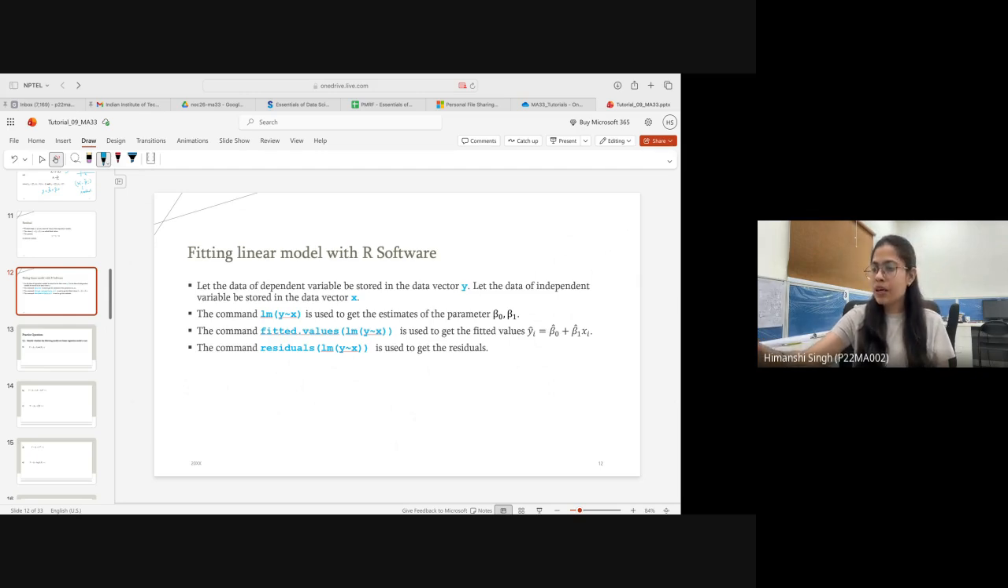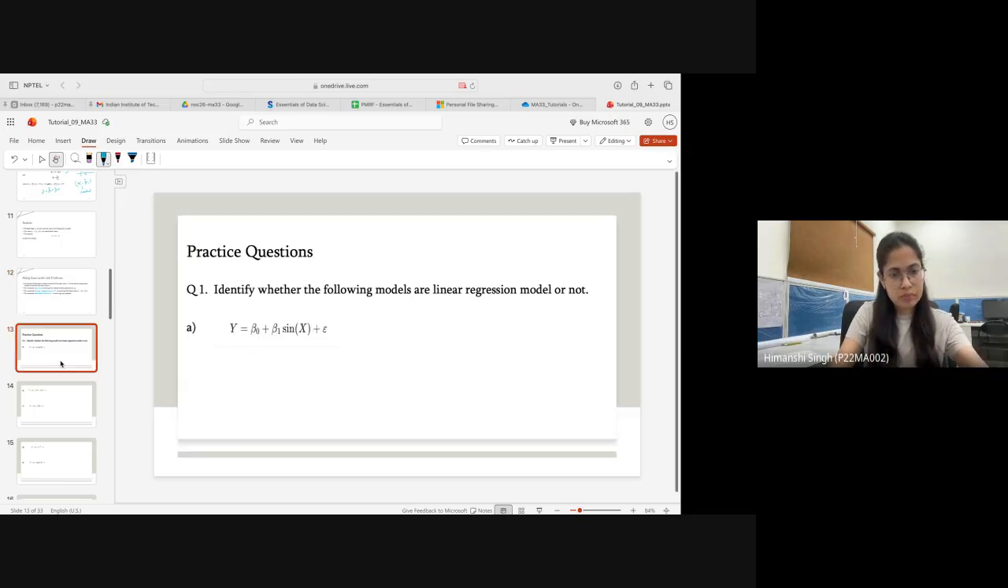Okay, so if there are no doubts, then we will start with the examples. Let me start with the examples now. Here in this question, it is asked: identify whether the following models are linear regression models or not.